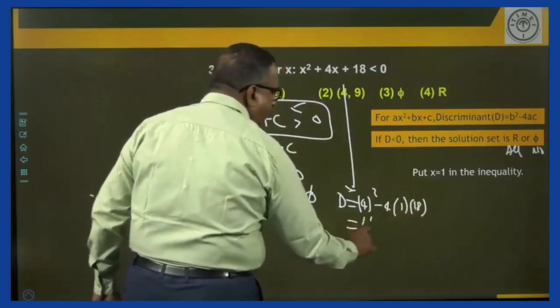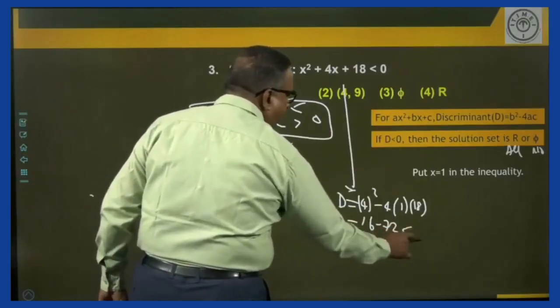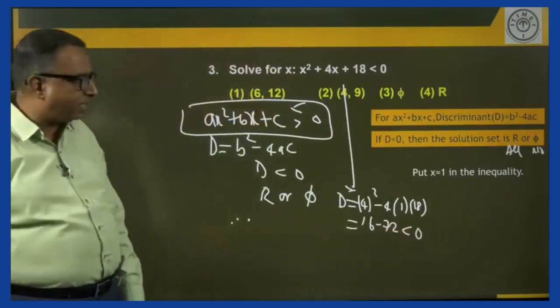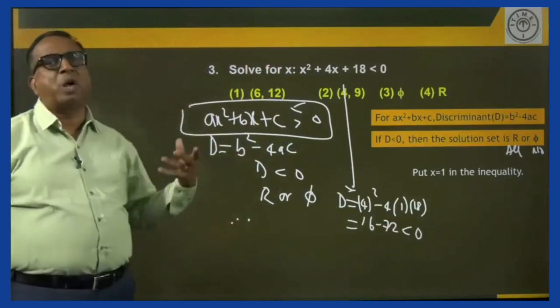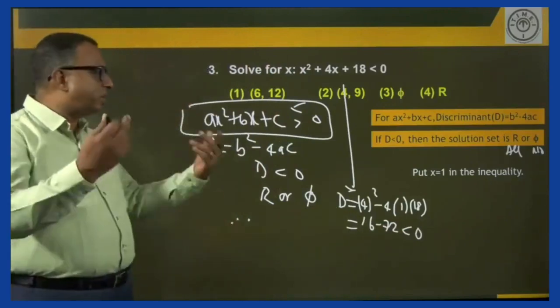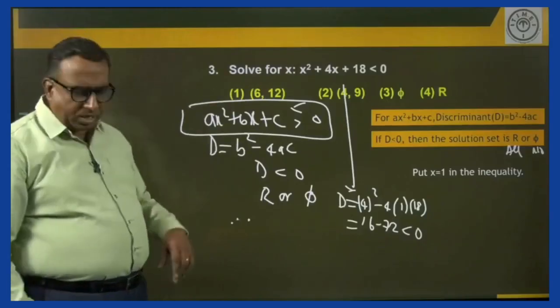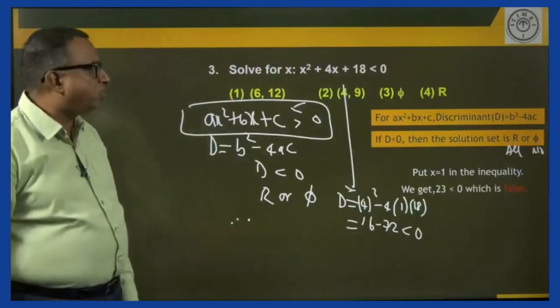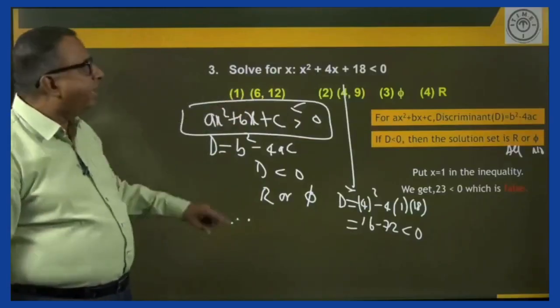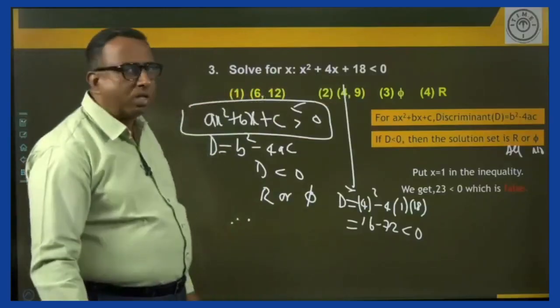ఇదంతా 16 minus 72, definitely less than 0 కదా. Discriminant is less than 0. కాబట్టి, either all numbers will work or no number will work. Put x equal to 1. If you put x equal to 1, what is happening? 1 plus 4 plus 18, ఎంత, ఇది 23 అవుతుంది. Is 23 less than 0?